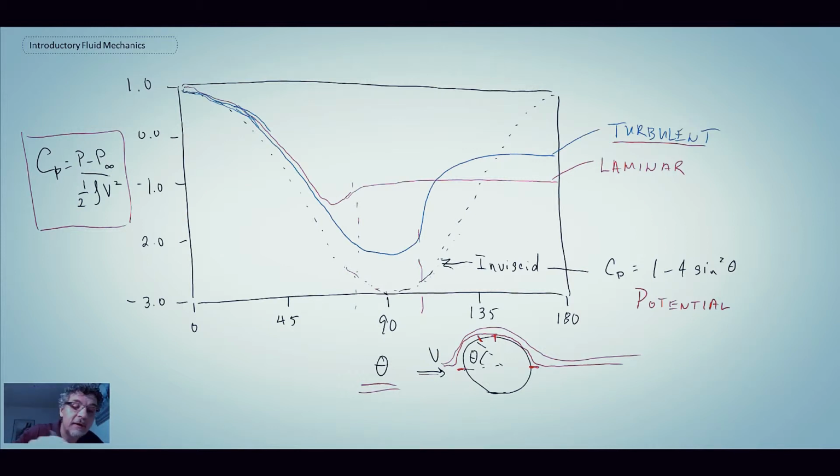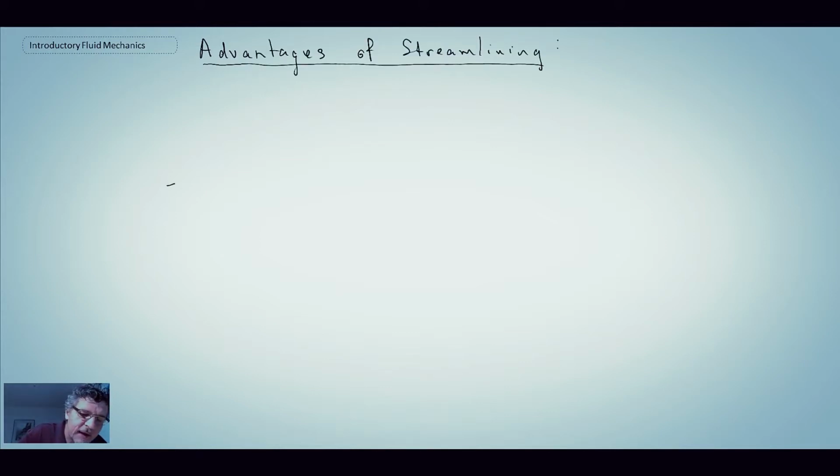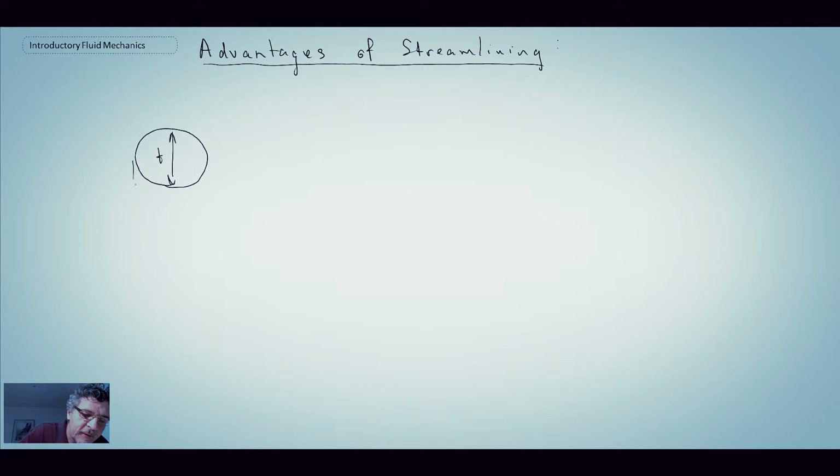What we're now going to do is move in and look a little bit at streamlining. Streamlining is something that we use in order to reduce the drag on objects. Let's just look at an example. Let's assume that we have a cylinder, and I'm going to say the thickness is T, but it's also the diameter of the cylinder. The chord, sometimes we will use C to denote the length, but that is a cylinder. So we could say T over C is equal to 1.